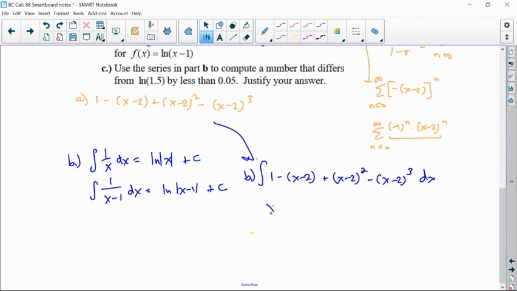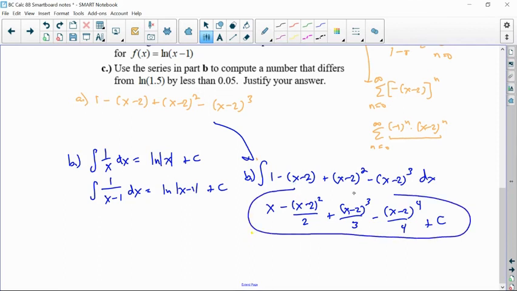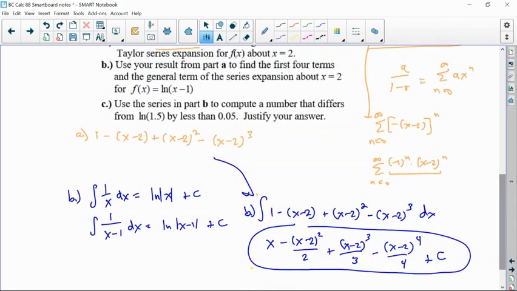So then that could be x minus x minus 2 squared over 2, plus x minus 2 to the 3rd over 3, minus x minus 2 to the 4th over 4, plus a constant of integration. So there we go. Now, part C, it does say use part B to compute a number that differs from the natural log of 1.5 by less than 0.05, justify your answer. And this is where we wouldn't have to do it because we're not calculating error.